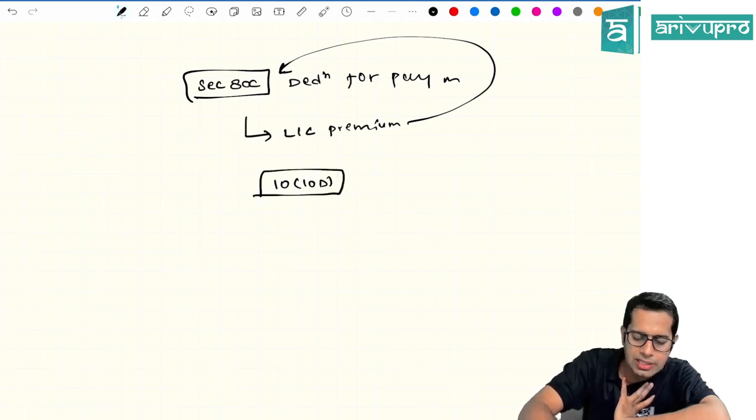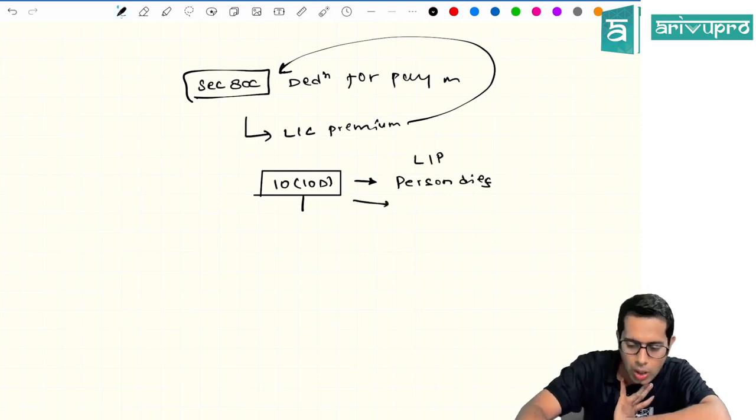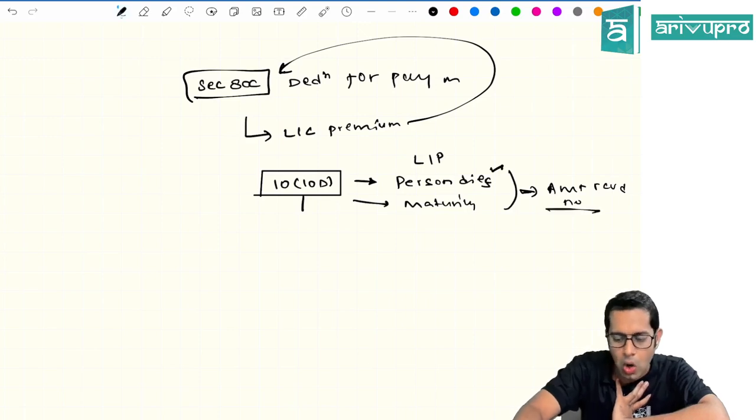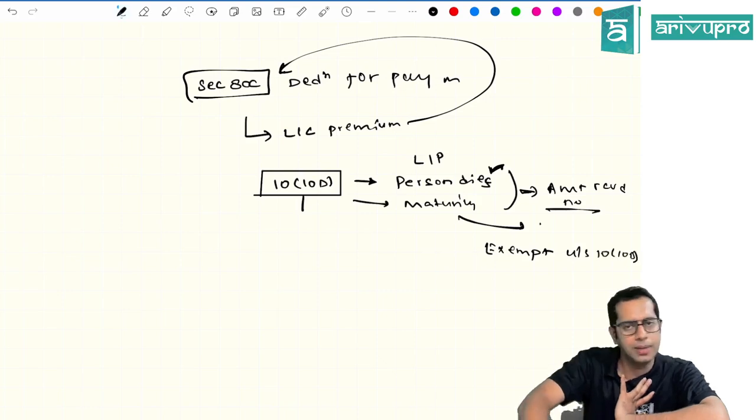Now, if you remember, we also discussed one point called section 10(10D). What is 10(10D) telling? If any person who has taken a life insurance policy dies, or if he completes the maturity period, then the amount received by the nominee at the time of death, or the amount received by the person himself upon maturity of the policy, is what, sir? Exempt under section 10(10D). Correct? I'll repeat once again.